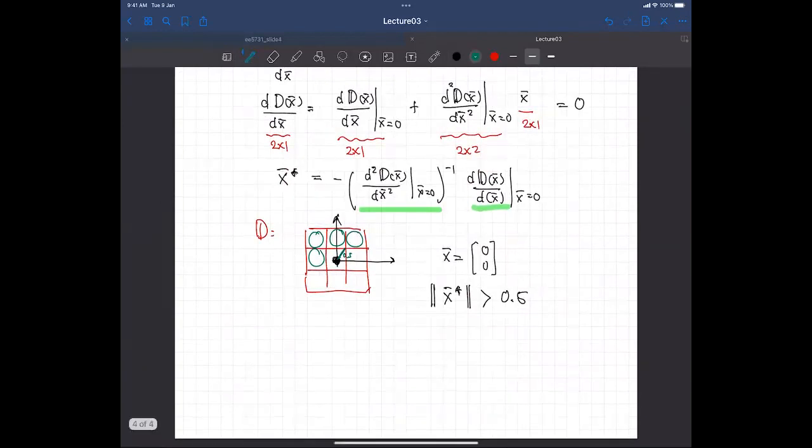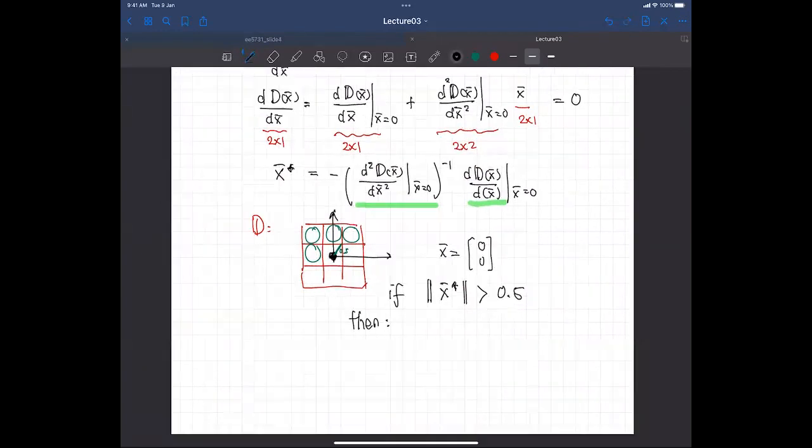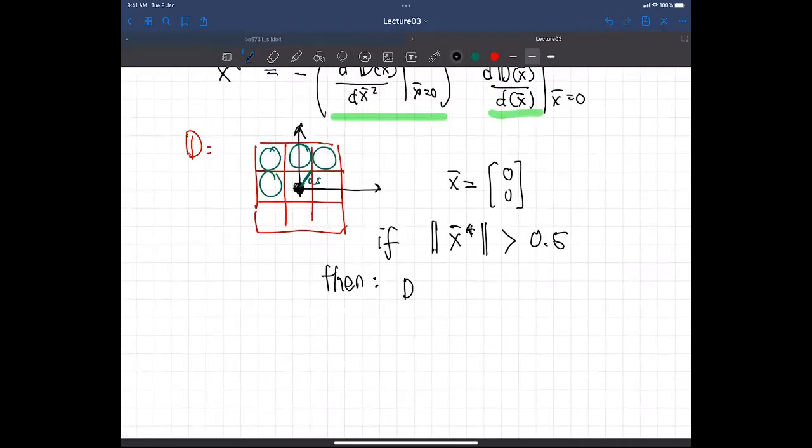So we have a new location, D. If it is greater than 0.5, then test D of x bar, the magnitude of this, the absolute value, because D can be negative, right? They can be a minimum or a maximum. So if the absolute value of this is smaller than 0.03, then reject.